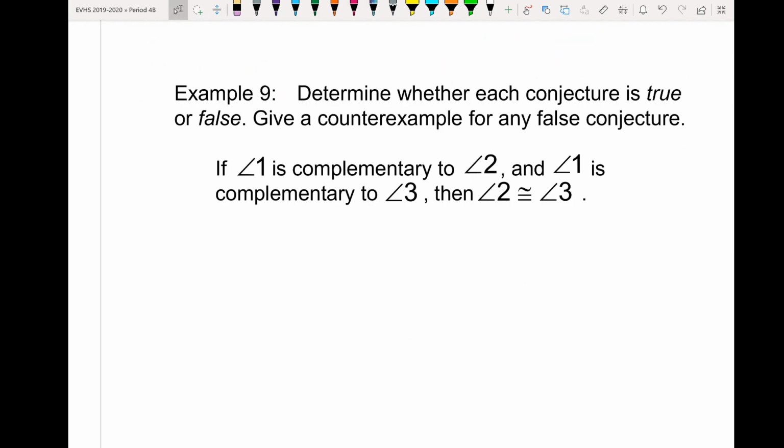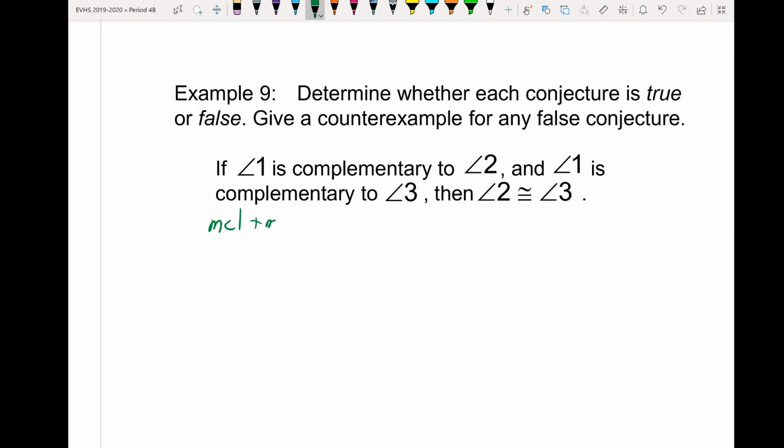All right. If angle 1 is complementary to angle 2, and angle 1 is complementary to angle 3, then angle 2 is congruent to angle 3. True? It sounds true. Might be false. Here's what I'm going to do. What does complementary mean? Two angles that sum to be 90 degrees. Okay, so here's what that means.